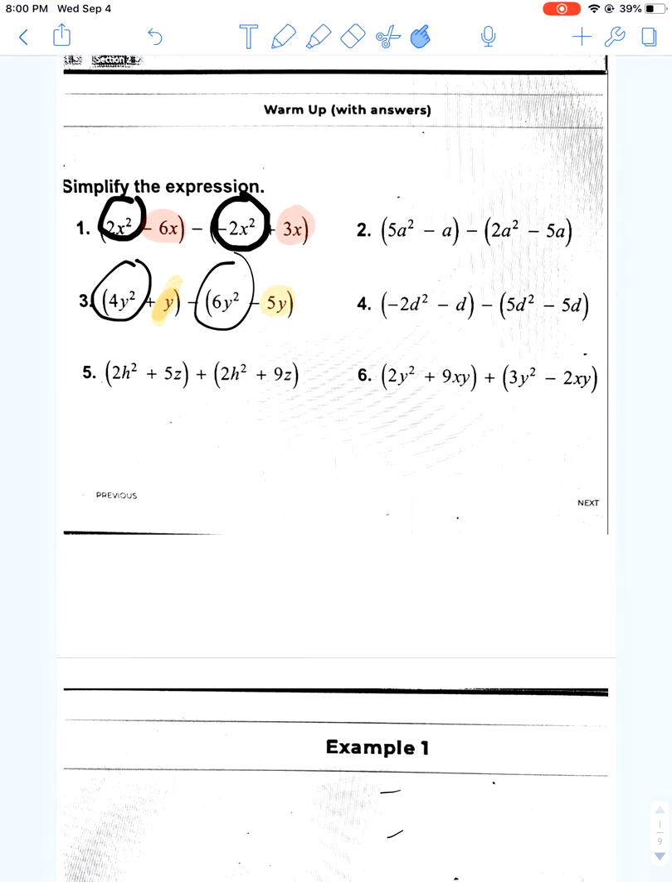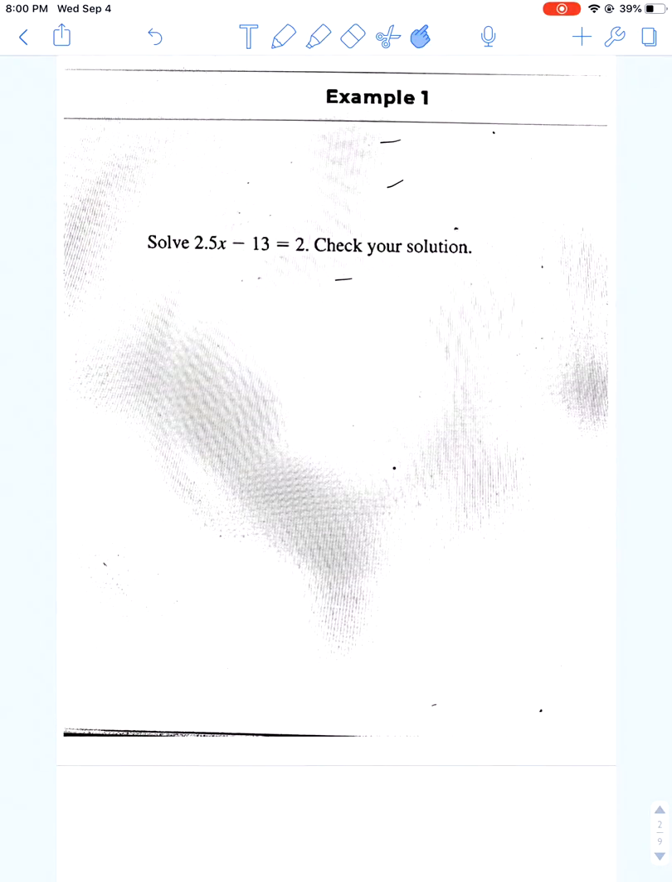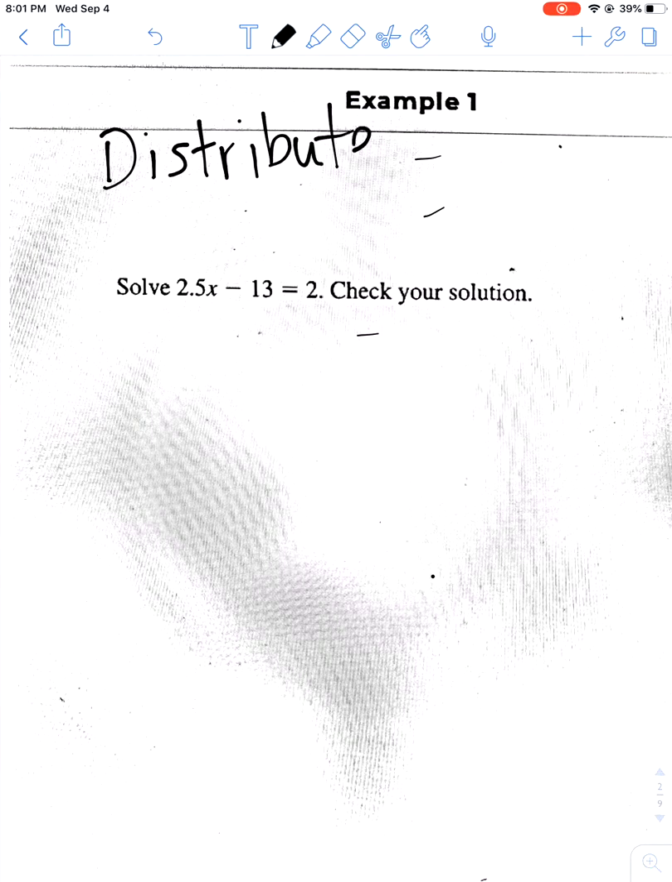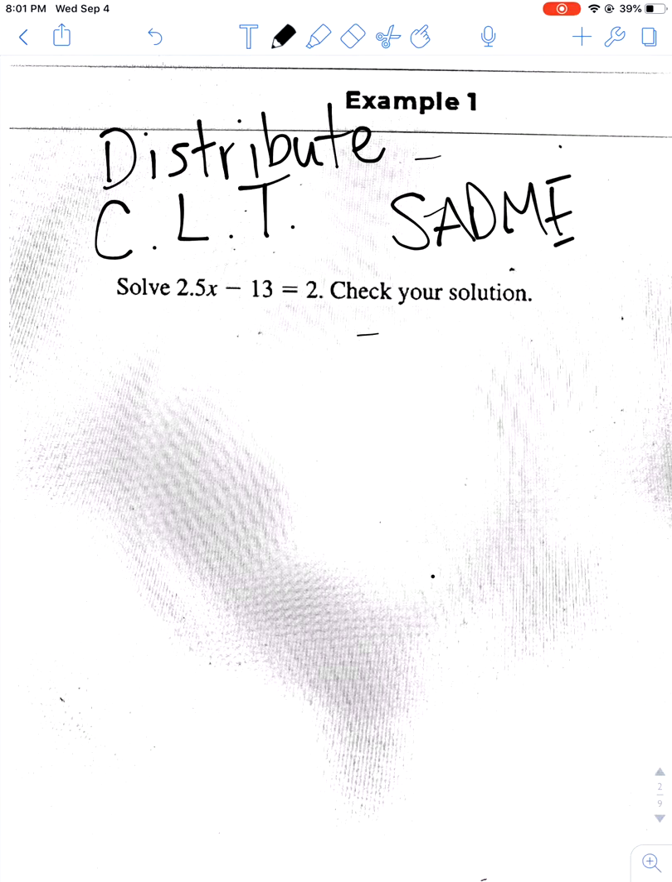So let's jump right in. The process we need to follow when we're solving these is really simple. We need to distribute. That's where we're going to multiply when there's a parenthesis. We need to combine like terms. So like we did earlier, if it was x's, we would combine them. If it was x squareds, we'd combine them. And then finally, once we've done those two steps, then we do SADMAP. And remember, SADMAP means subtraction, addition, division, multiplication, then exponents, then parentheses.